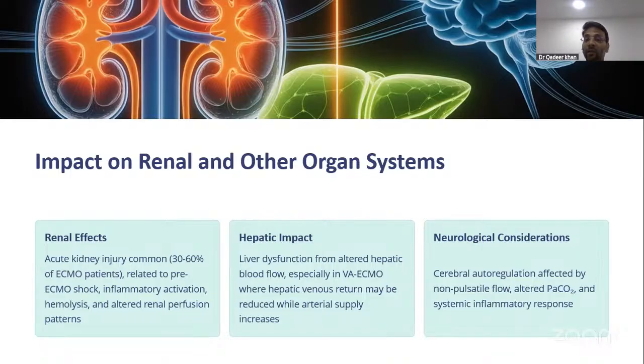Neurological considerations: as I told you, bringing the carbon dioxide down quickly in VV ECMO, and the differential hypoxia in VA ECMO, are two things that majorly impact neurological outcome. The other factors are hypoxia and acidosis from organ dysfunction before initiation of ECMO, which can also have secondary impacts on the patient's neurological outcome.